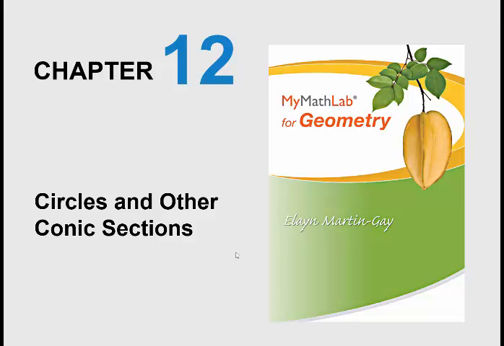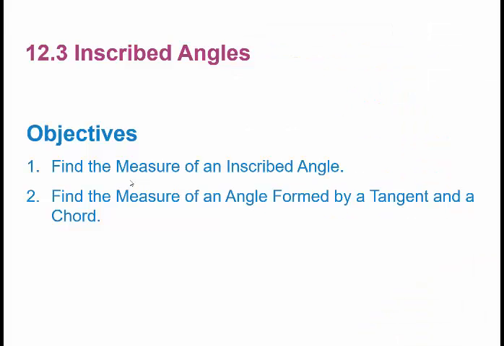Hi class, we continue our study in chapter 12 talking about circles and other conic sections by moving into section 12.3, which talks about inscribed angles. So we have two objectives in this section. First, we want to find the measure of an inscribed angle. The second is we want to find the measure of an angle formed by a tangent and a chord.